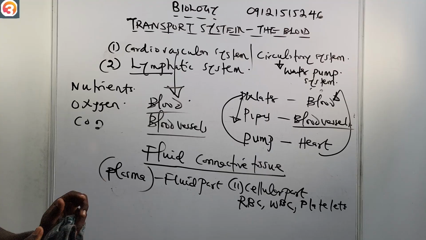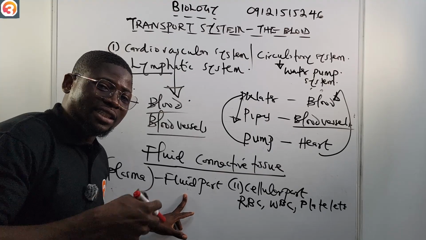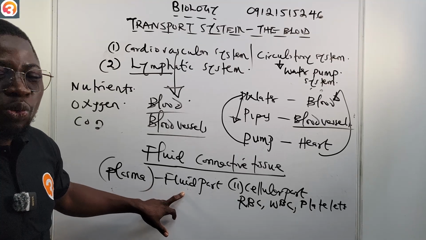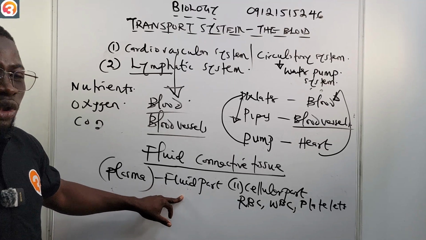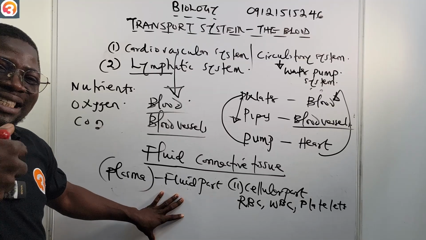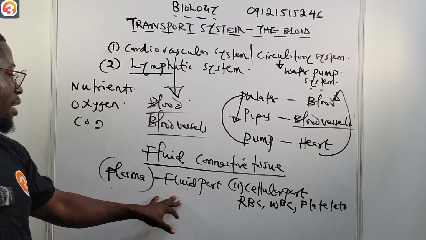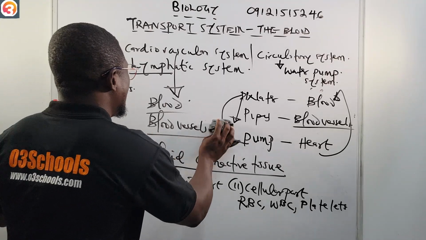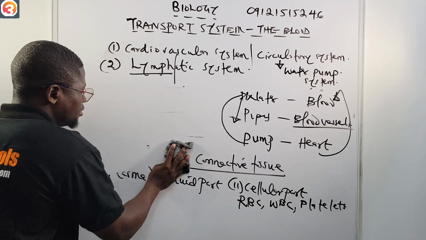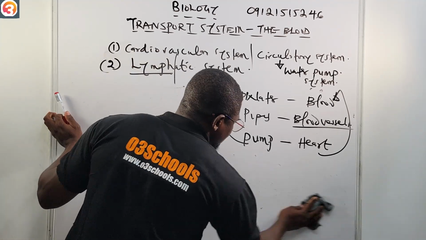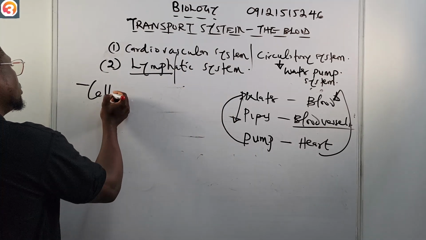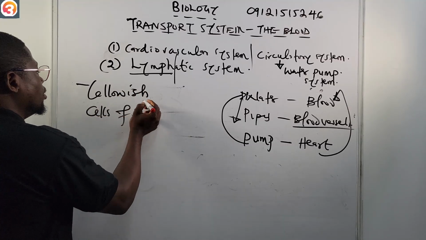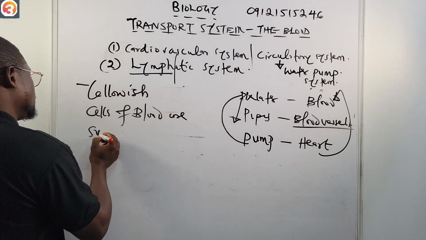These are the components of the blood. Now, this plasma is the fluid component of the blood. The plasma is yellowish in color. It's a yellowish fluid in which the cells of the blood are suspended. So the plasma is the yellowish part in which the cells of the blood are suspended.